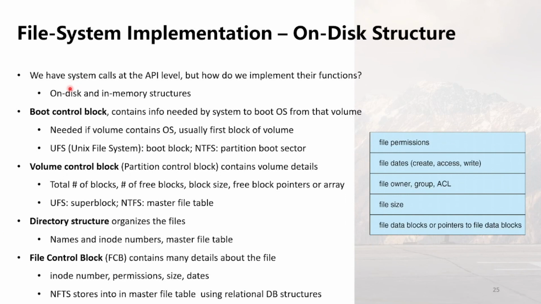Previously, we understood that after receiving an API call, the file system processes it through layers of different functions. Now, we will discuss how to implement their actual functionalities. Broadly, we will divide the implementation aspects into two types: structures on the hard disk and structures in memory.